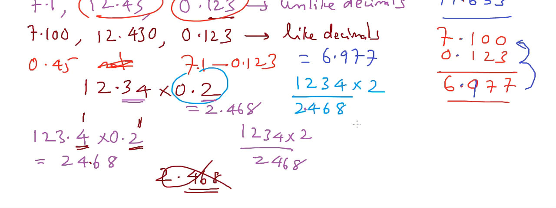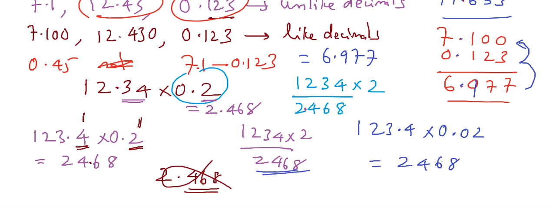Okay, another example. Say 123.4 into 0.02. So again, if you remove the decimal point, you will get the same result, 1234 into 2, 2468. So again 2468. Now, how many decimal places? The first number has 1 decimal place, this has 2 decimal places. So 1 plus 2, 3. So the result is supposed to have 3 decimal places, so the point will come here. So 2.468. That's all.